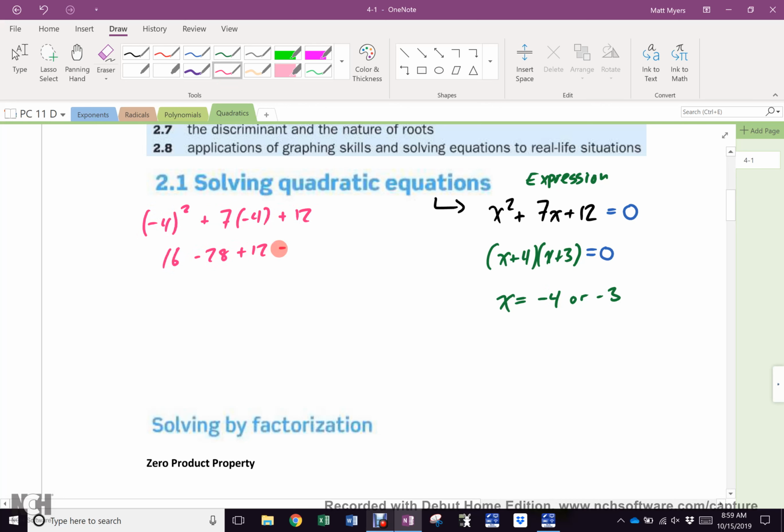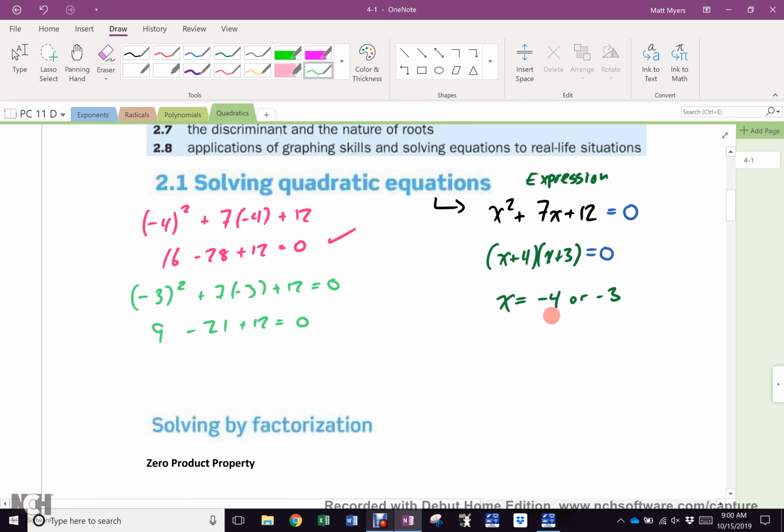-28 plus 12. Does that equal 0? Yes, it does, because -16 plus 12 is -4. So -4 works. Does -3? -3 squared plus 7 times -3 plus 12 equals 0. 9 minus 21 plus 12. Does that still work? Yes. So there are no extraneous roots because we never squared anything, yes? Everybody cool? Easy peasy, lemon squeezy, right?